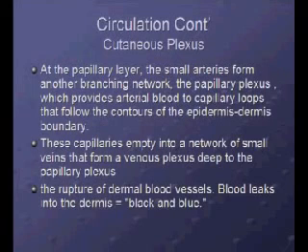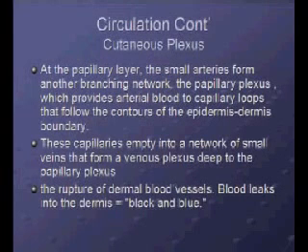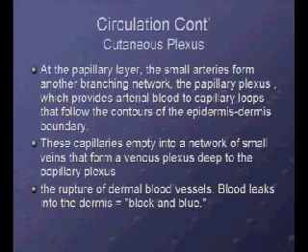The rupture of a dermal blood vessel can occur. Blood leaks into the dermis, and that's where you see the black and blue marks. So again, it's the cutaneous plexus, it's the damage of the dermal blood vessels, blood accumulates or leaks into the dermis, and that's how a bruise would accumulate. A bruise is basically a coagulation of blood or a collection of blood that has leaked into the dermis.